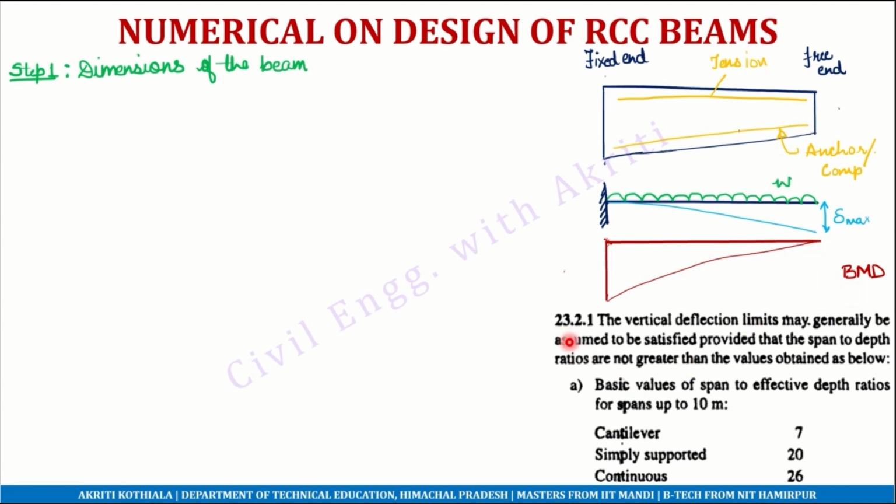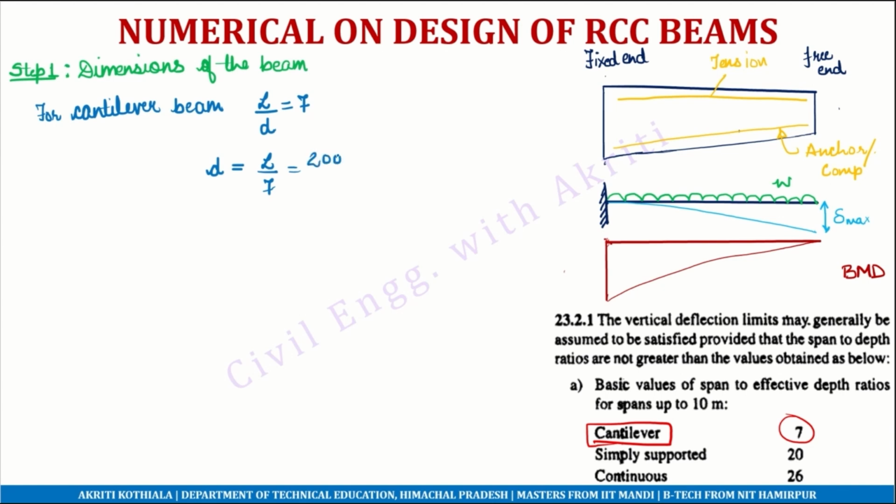because the free end has a very small amount of bending moment. So referring to clause 23.2.1, we can see that the basic value of span to effective depth ratio for spans up to 10 meters is different for different types of beams. So this is a cantilever beam and here the ratio is given to us as 7. So while we are assuming the depth, we can assume L by D is equal to 7. So L here is the clear span and D will be the depth. So D is approximately equal to L by 7. L is 2000, that is our clear span, and 7. So this calculates to be equal to 285.7 mm.